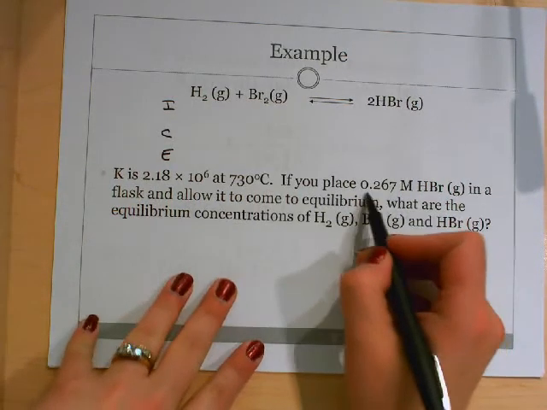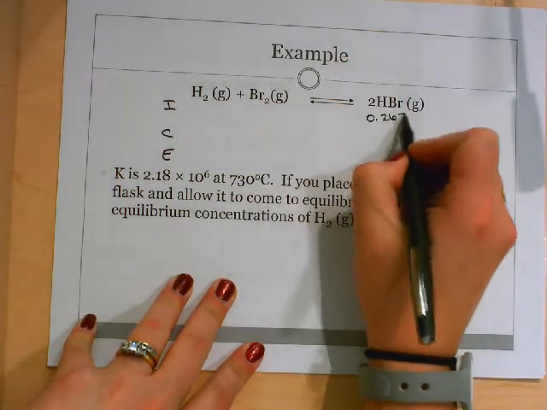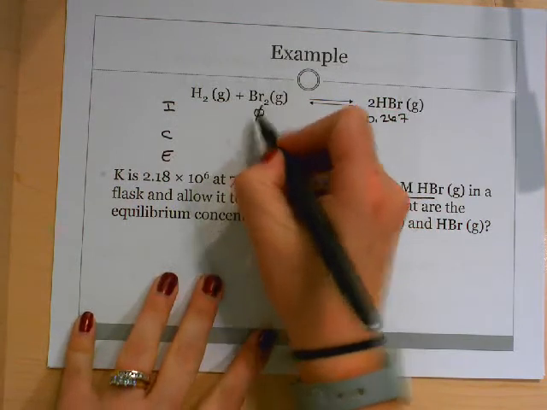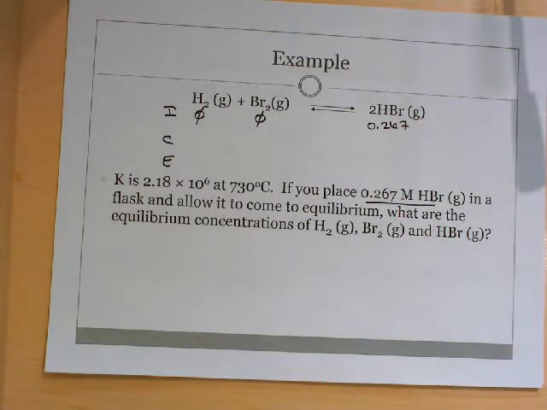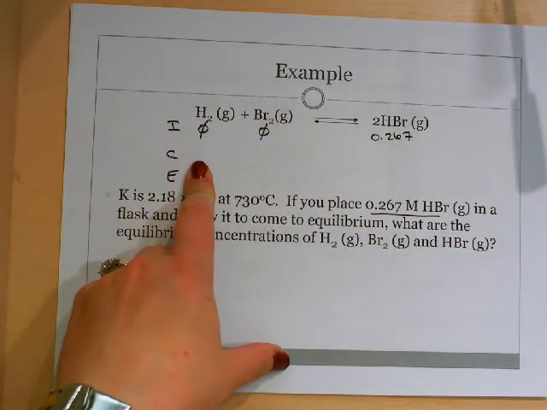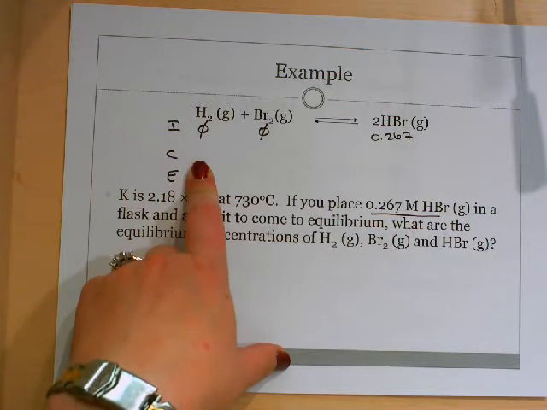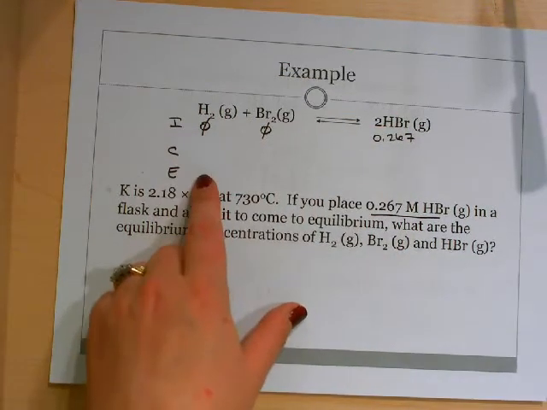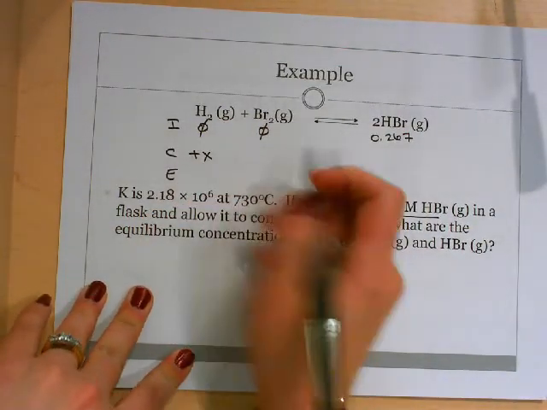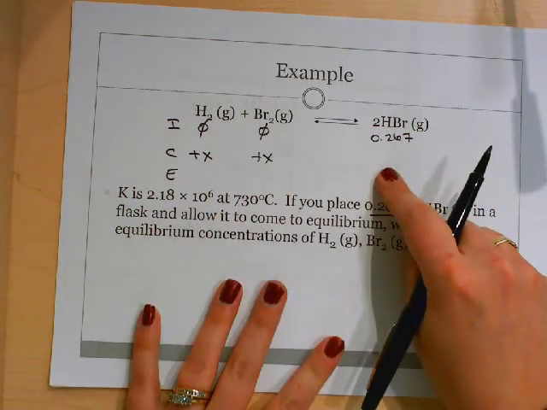So it's saying, in this case, I have this and I don't have any of these guys. Okay. So what should I do about my hydrogen? It'll be plus X, right? Because I'm starting with this, and I don't have any of that, so I'm going to be adding X over here. What do I do about the bromine gas? Same thing. Okay. What do I do about this guy? Minus 2X.